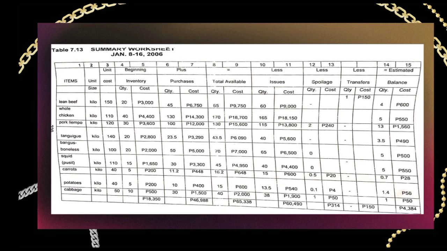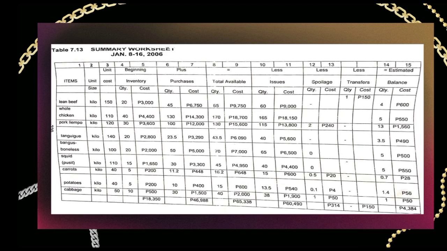In the beginning inventory, the stock beginning balance is the actual count carried over from the previous month. Then purchases is the sum of purchases at any given time. Then the total available is the sum of the beginning inventory plus the purchases. Issues is the issues of the items at any given period, and transfer is the sum of all transferred items either from outlet to outlet or from one department to another.